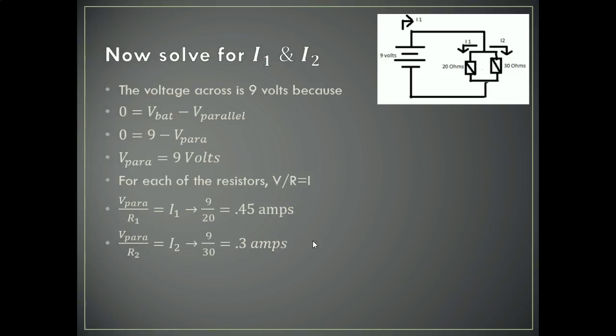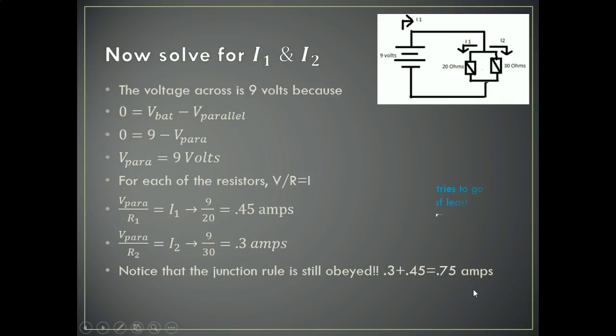So notice that the junction rule is still obeyed, because remember the junction rule says that the current in equals the current out. We know that the total current was 0.75, and the currents in each branch were 0.45 and 0.3. If we add those together, it does check out to be 0.75, which obeys the law. So that's kind of cool.